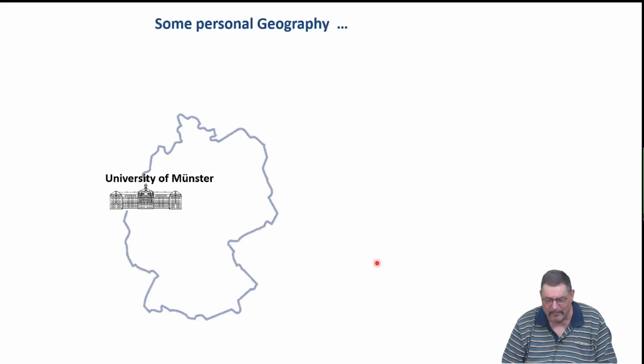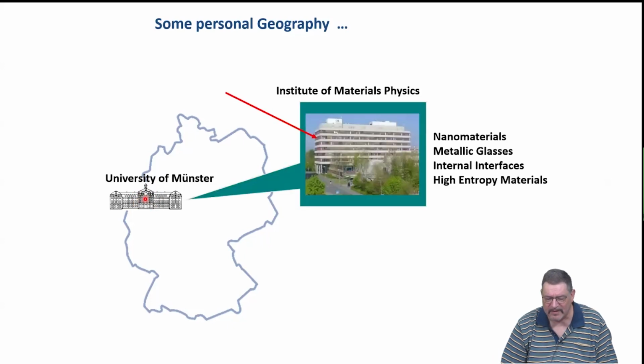Then maybe some words about my own person. So this is the outline of Germany. And we are situated here, University of Münster. It's very close to the Dutch border, in the northwestern part of Germany. And this is one of the 5 largest universities in Germany. So we have about 50,000 students. We have most of the topics, unfortunately no engineering, but I'm in physics, so materials physics is what we call this aspect in Münster. So this is my building.